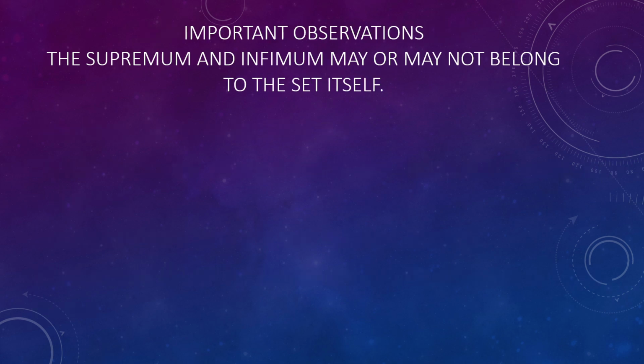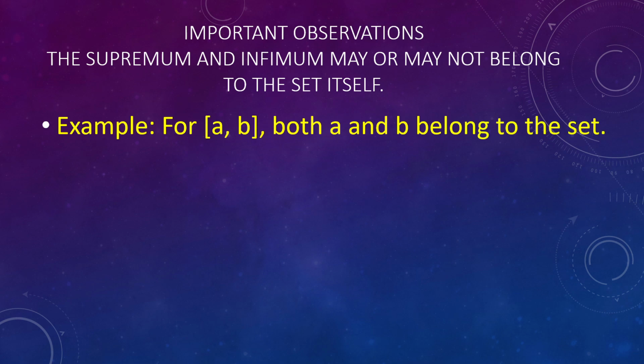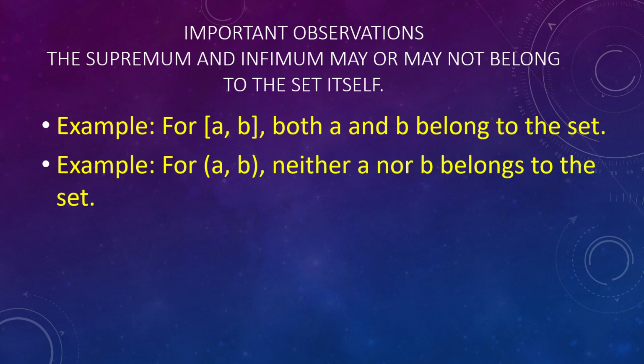Let us now discuss some important observations. The supremum and infimum of a set may or may not belong to the set itself. Consider the closed interval from A to B. Since both endpoints are included, A and B belong to the set. Next, now consider the open interval from A to B. Here, the endpoints are excluded, so neither A nor B belongs to the set.